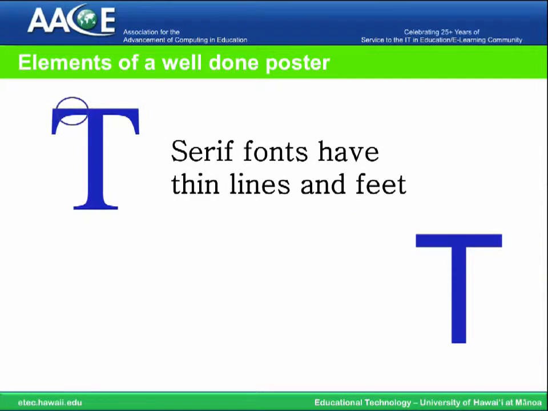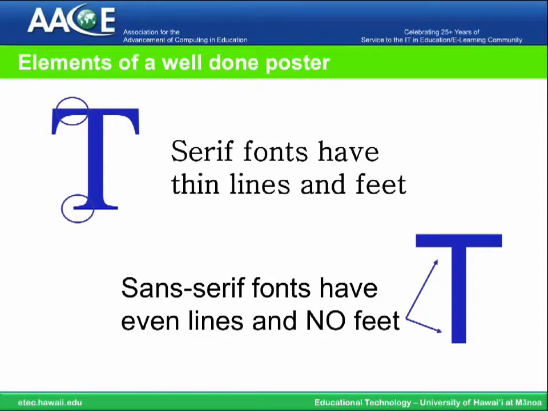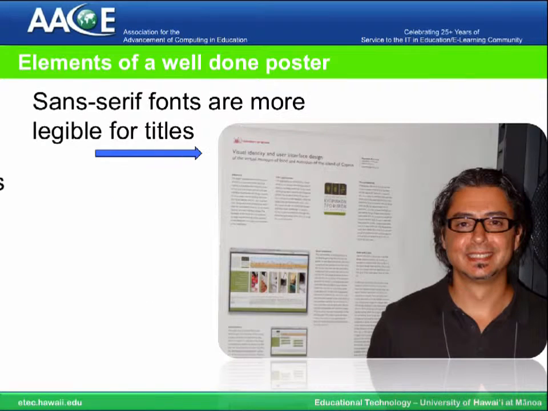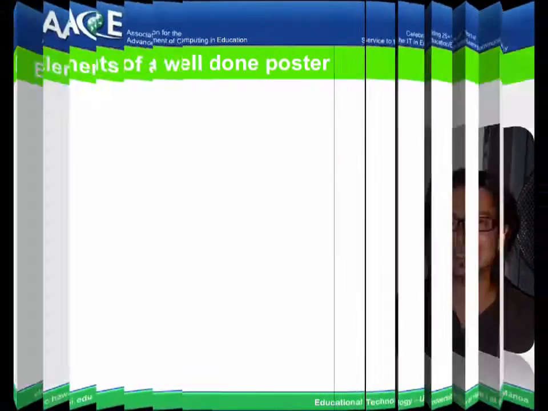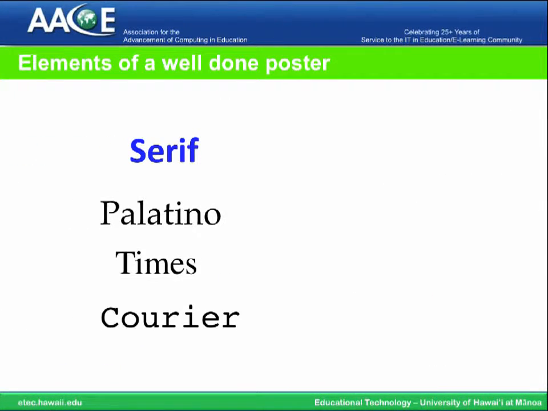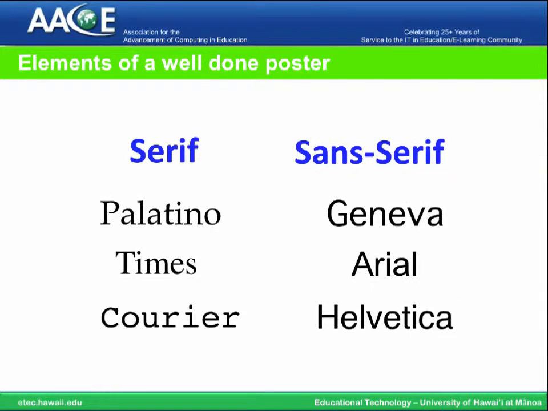Serif fonts have thin lines and feet, making it harder to see them on a screen or at a distance. Whereas sans serif fonts have even lines and no feet. Sans serif fonts are more legible for titles and subtitles. Serif fonts may be easier to read for the body of the text. Examples of serif fonts are Palatino, Times, and Courier, and examples of sans serif are Geneva, Arial, and Helvetica.